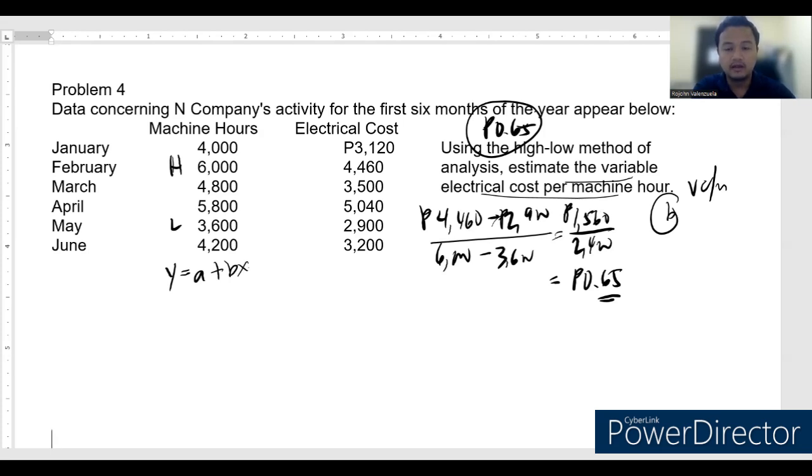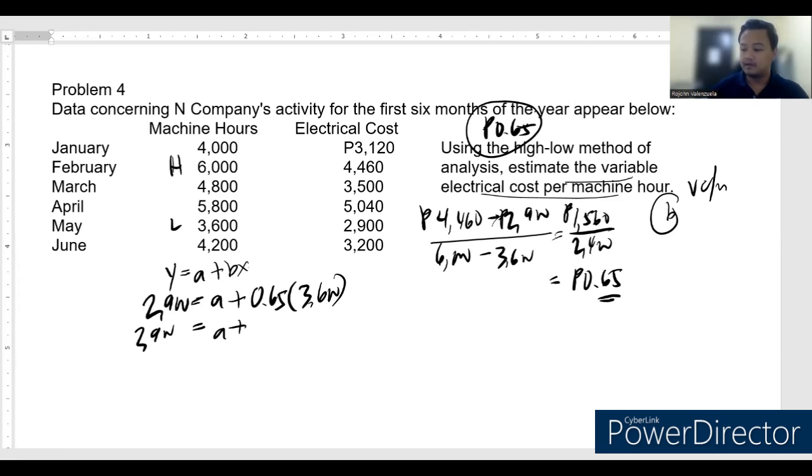So you have the cost of it is 2,900 equals a plus 0.65 times x of 3,600. So therefore, 2,900 equals a plus 0.65 times 36, 2,340. So minus 2,340. So yung total cost mo is 560. Fixed cost, 560. Ayan. So ito yung total fixed cost mo.